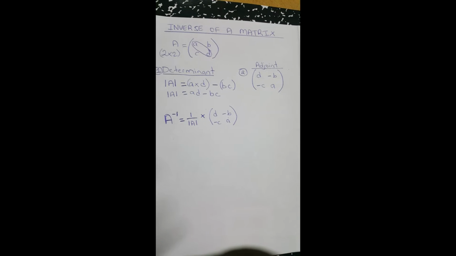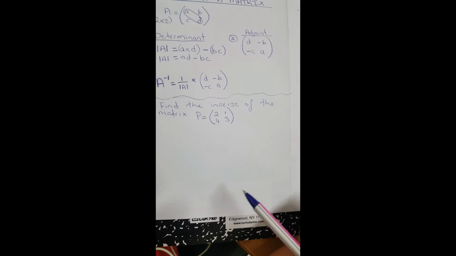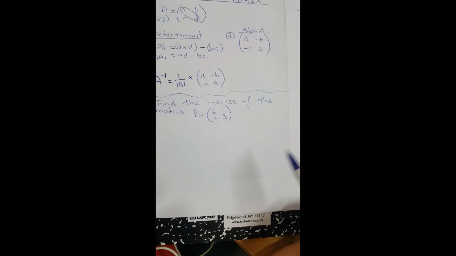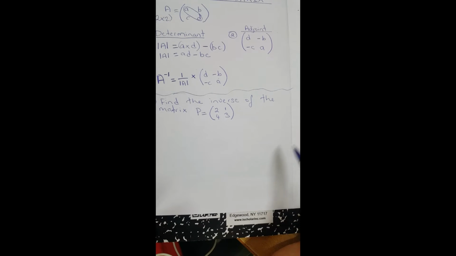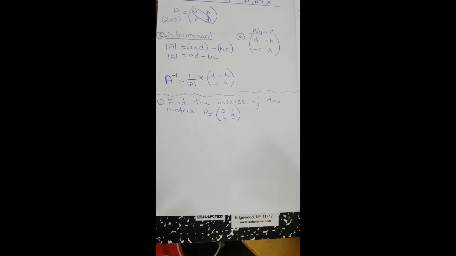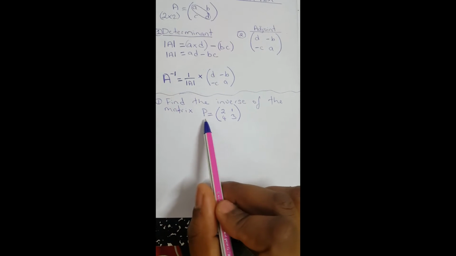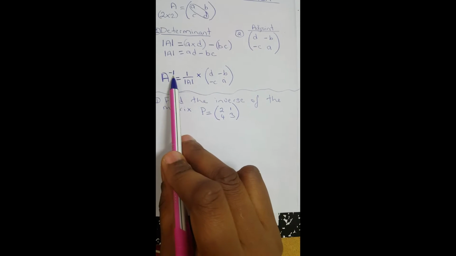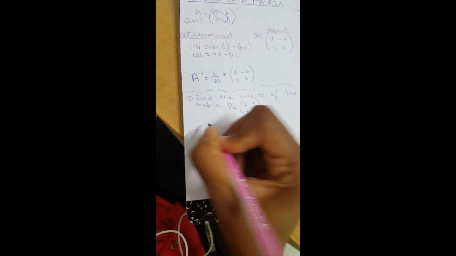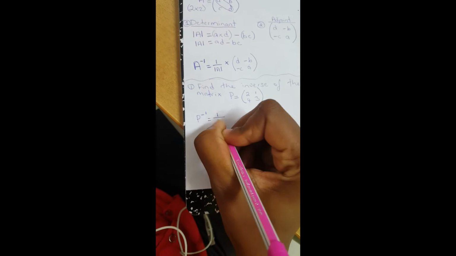So let's get into an example. This is our question. It says find the inverse of the matrix P when matrix P is equal to 2, 1, 4, and 3. Remember, this is also a 2 by 2 matrix, so these still apply. In order for us to find the inverse, there's a special representation. It's our original raised to the power of -1. So we need our original raised to -1, is equal to whatever the determinant is.